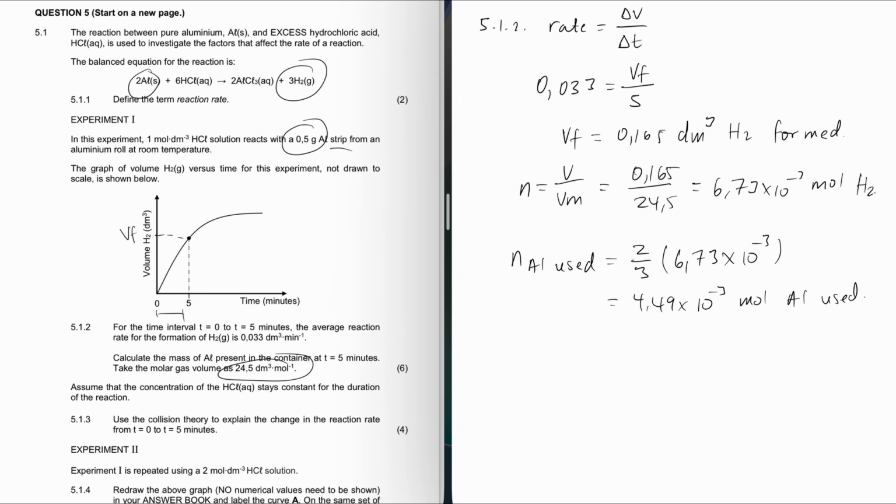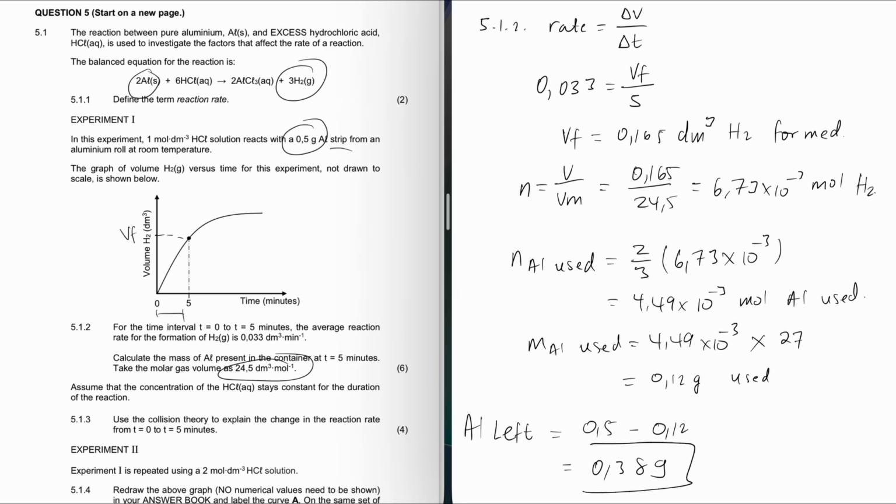Now we can convert this to mass. So the mass of aluminium that was used is equal to the number of moles, so 4,49 times 10 to the minus 3, multiplied by the molar mass from the periodic table, which is 27, and that's equal to 0,12 grams used. The question is asking about the aluminium left over, so the amount of aluminium that's left is going to equal the amount we started with, which is 0,5, minus how much we used, 0,12, and that gives us 0,38 grams that is left over.